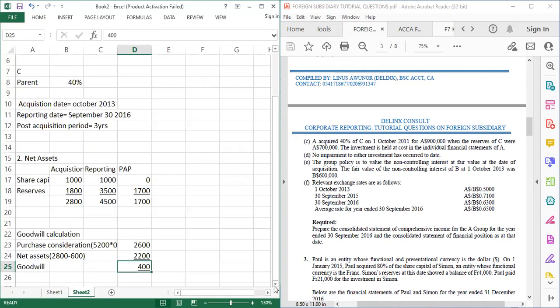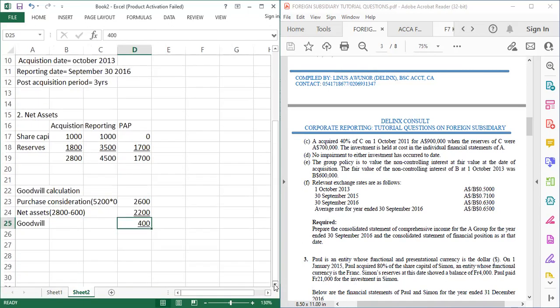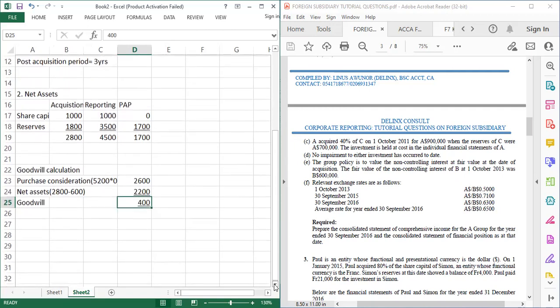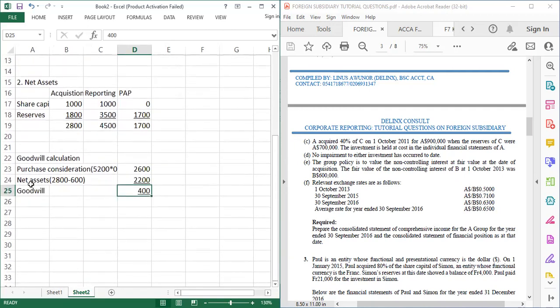Let's now count. Please let me see your goodwill computation again. Okay. All right. Let's go to NCI. Let's go to the non-controlling interest calculation.